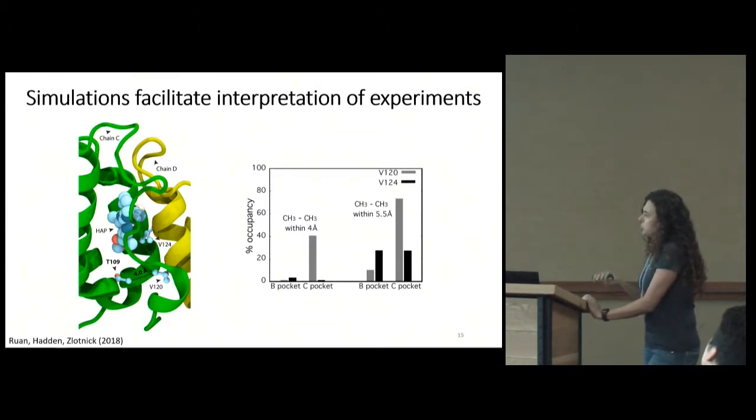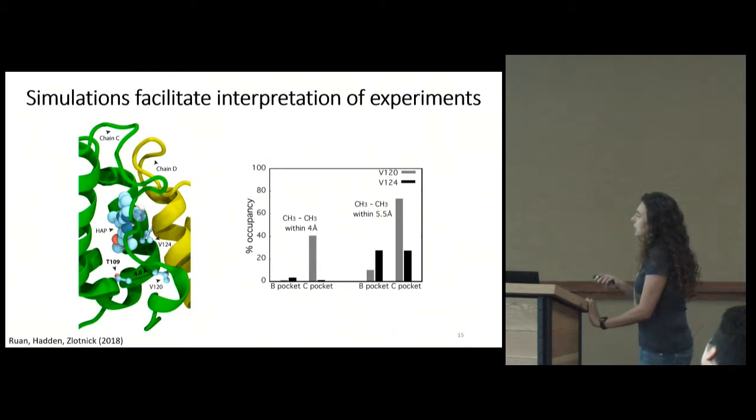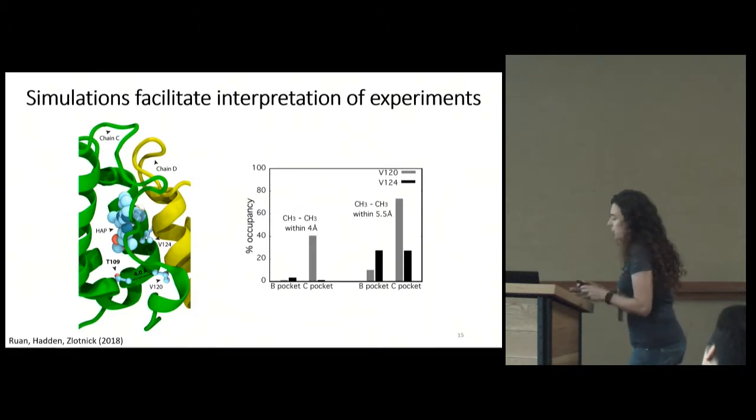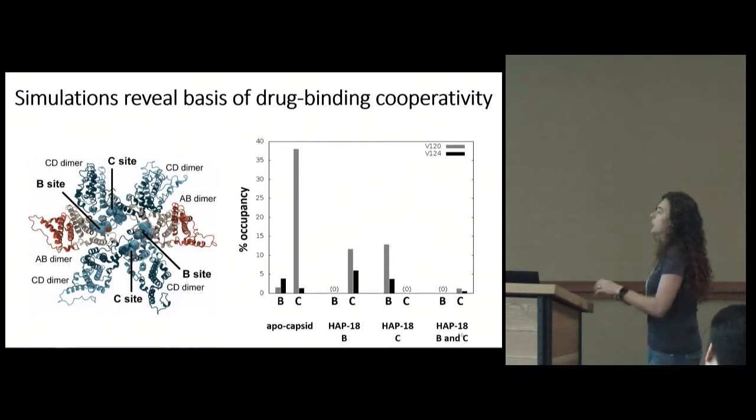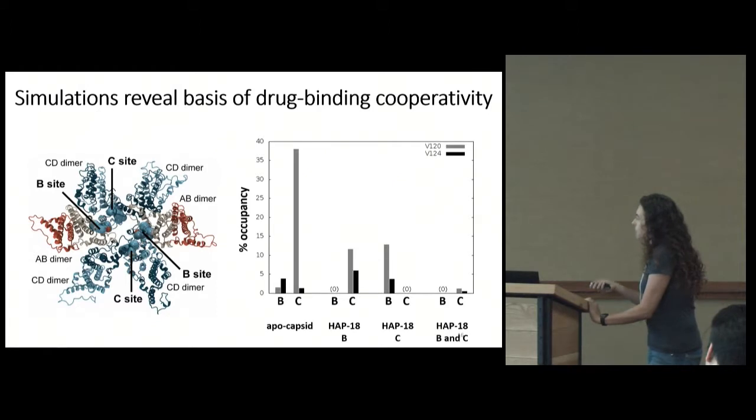What was most interesting, I thought, about this data was that this interaction was in place far more of the time in the quasi-equivalent C binding pocket than the B binding pocket. So I wanted to explore this a little bit further. So I played around with running simulations where drugs are either in B pockets or C pockets or both. And this is, again, the apiform capsid data.